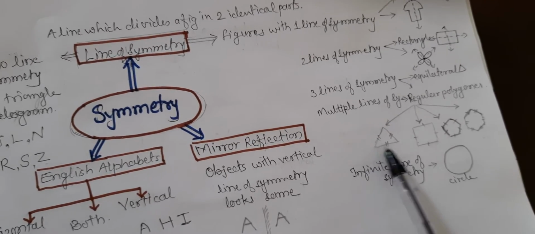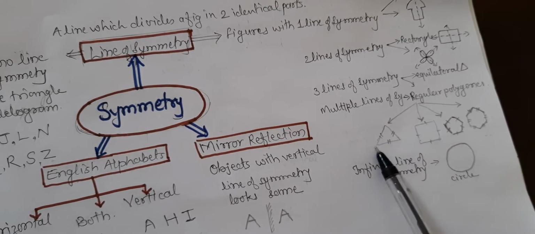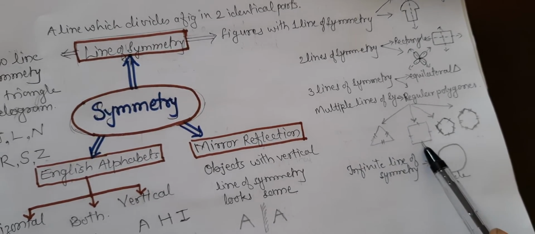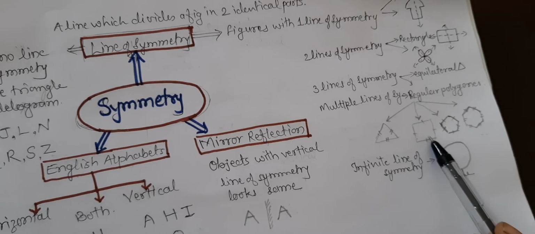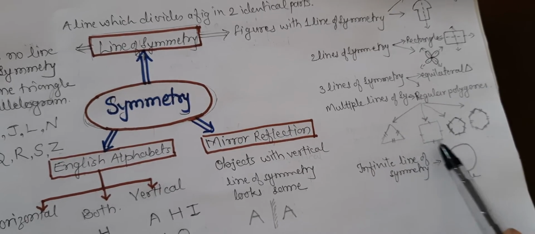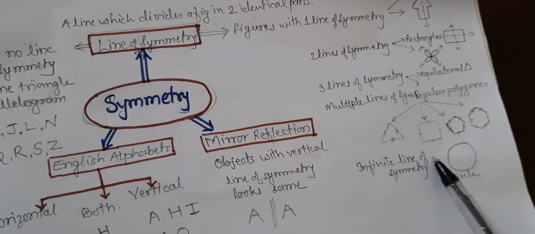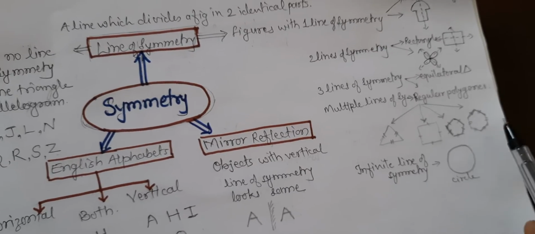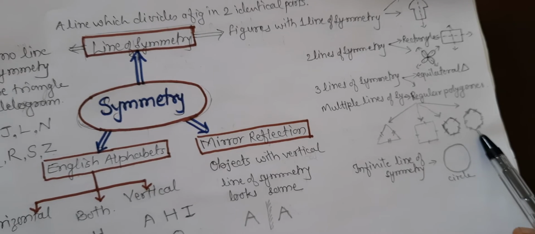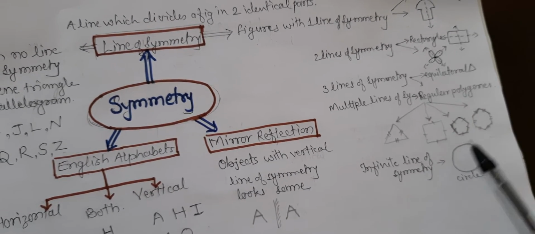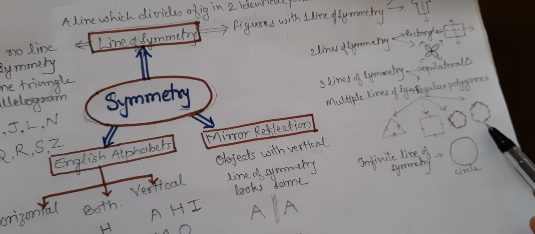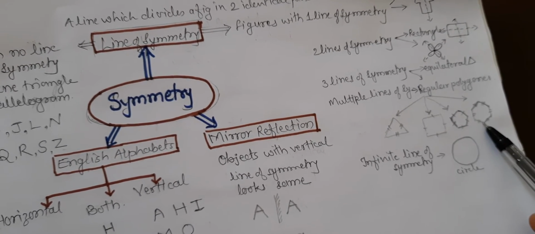For example, an equilateral triangle has three sides, so it will have three lines of symmetry like this. A square has four equal sides, so it will have four lines of symmetry like this. A pentagon will have five lines of symmetry like this, and a hexagon will have six lines of symmetry. If it is an octagon, heptagon, nonagon or decagon, then however many sides it has, that many lines of symmetry it will have.